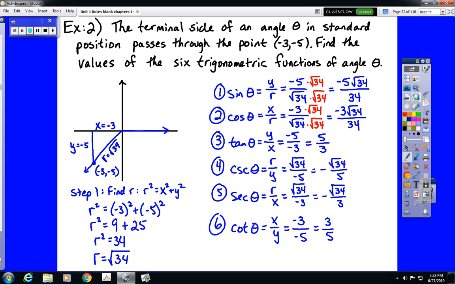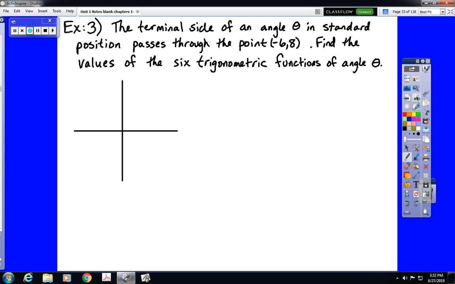The other thing we have to watch for, we're going to do another one here, will show up in this example. So here in example 3, which we're waiting for the change page, there we go. The terminal side of angle theta in standard position passes through the point negative 6, 8. Find the values of the 6 trig functions of angle theta. So again, we're going to draw a picture. Negative 6, 8 is somewhere in the third quadrant. So we draw a picture. Drop that vertical. So we have x is negative 6, y is 8. So we start off by finding r.